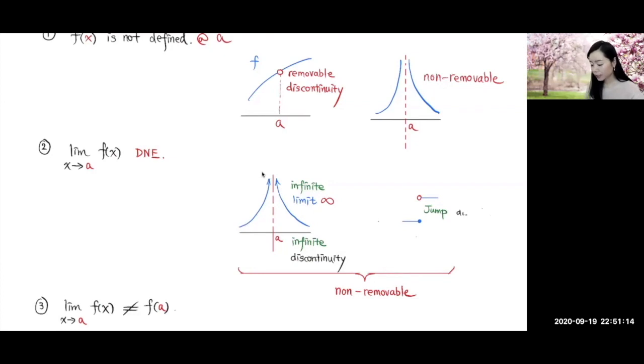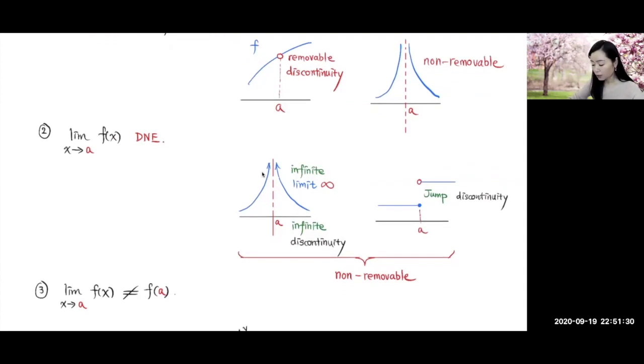In this example, we have a jump discontinuity at a. So we jump from here to here. Is this a removable or non-removable discontinuity? Well, if I fill in a single dot, I cannot go from one side to the other side. So this is a non-removable discontinuity. Both this one and this one are non-removable discontinuities.